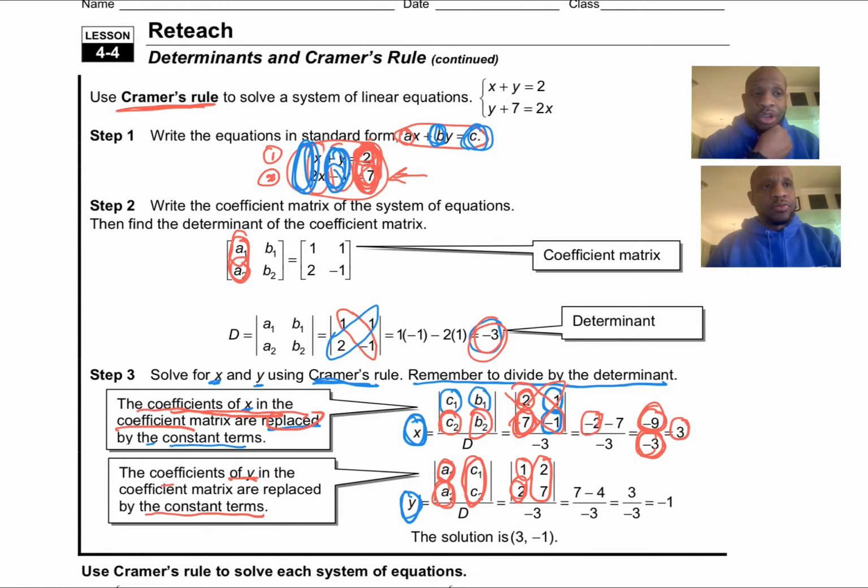And we're going to do our little cross multiply thing. 1 times 7 is 7. 2 times 2 is 4. So we're subtracting 4 from 7. We're going to get 3 on top. And then we're going to divide it by what we already found earlier, which is our determinant, -3. And positive divided by negative is -1. So our solution to this system is x equals 3, y equals -1. Woo!